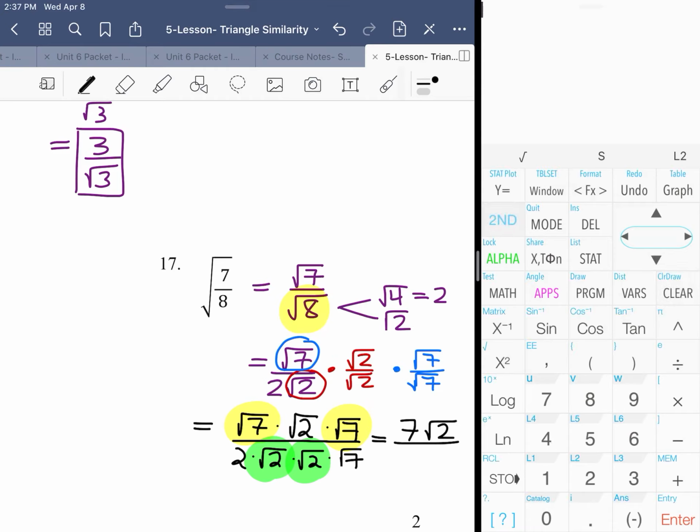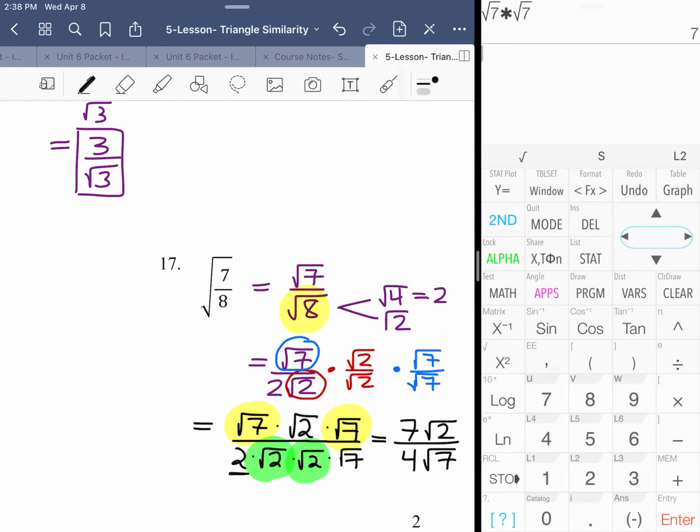If you're ever in doubt of something, just put it in your calculator and see what it gives you. Most of the time, it's going to flat out give you something that's reasonable. Radical 2 times radical 2 is radical 4, which is 2, times the 2 that's already there is going to give you a 4. And we have that radical 7 that we're stuck with.